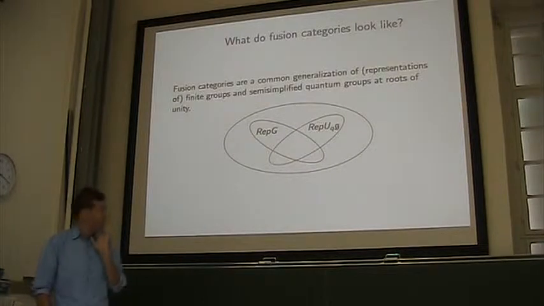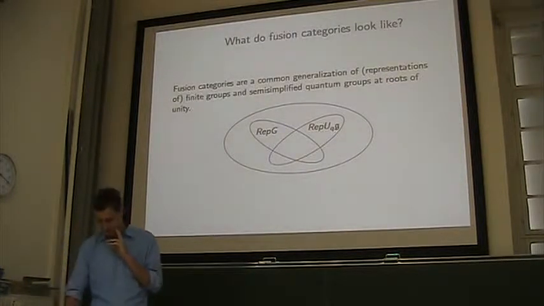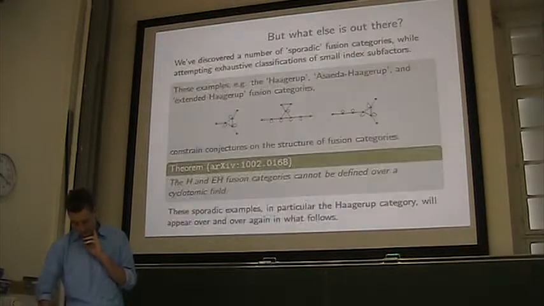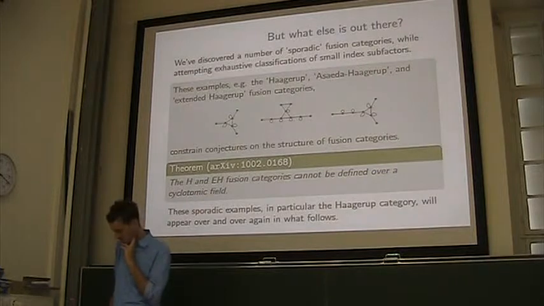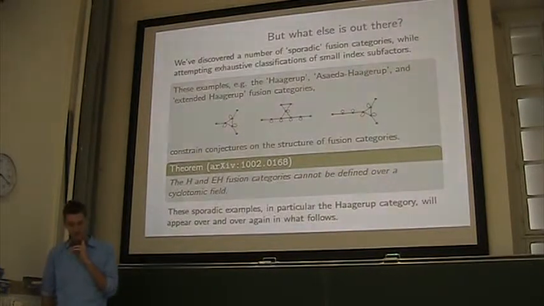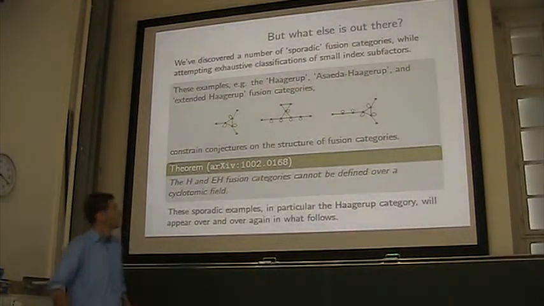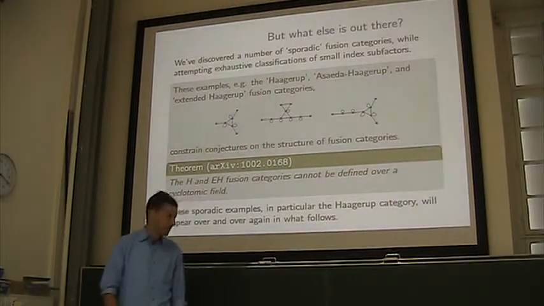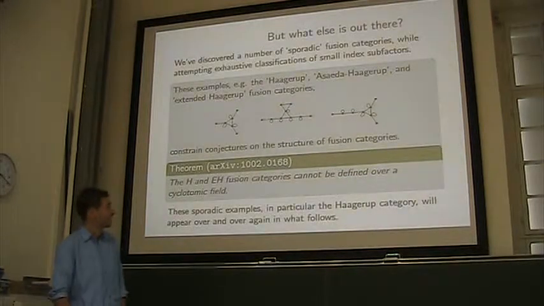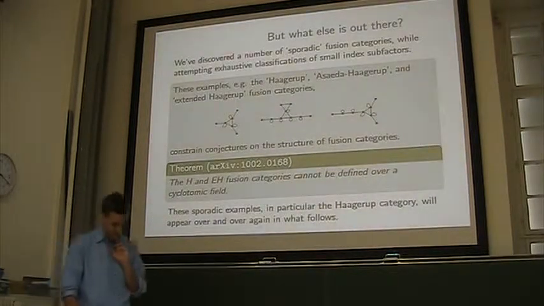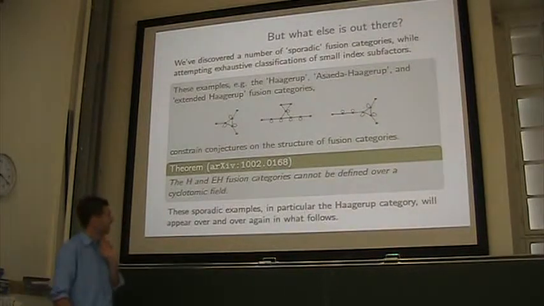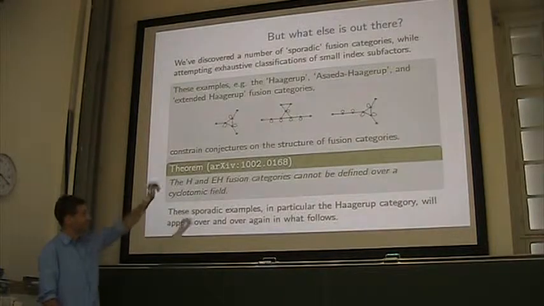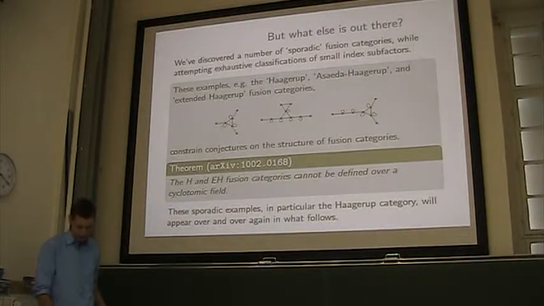But there's a lot more out in the world of fusion categories besides examples coming from those two places and nearby places. And one of the kind of fun things is that we've discovered, you might call them sporadic fusion categories, which have come up during attempts to classify small index subfactors. I'll come back to what subfactors have to do with the subject in just a second. But let me just mention the names of some of the examples. So here there's the Haagerup, the Asaeda-Haagerup, and the extended Haagerup fusion categories.